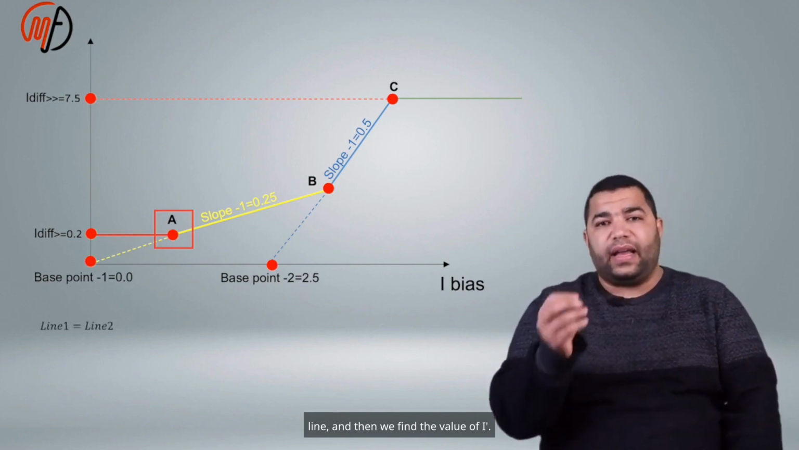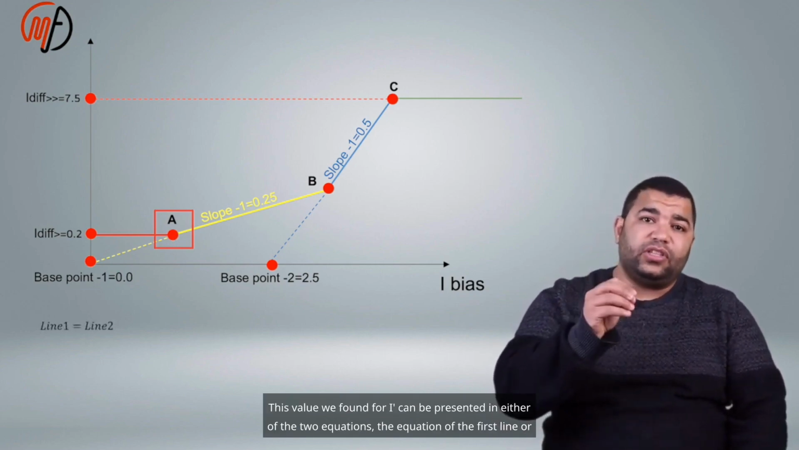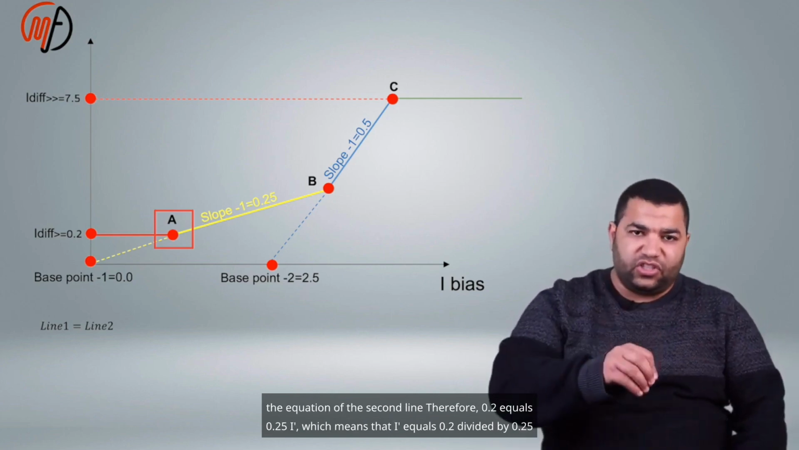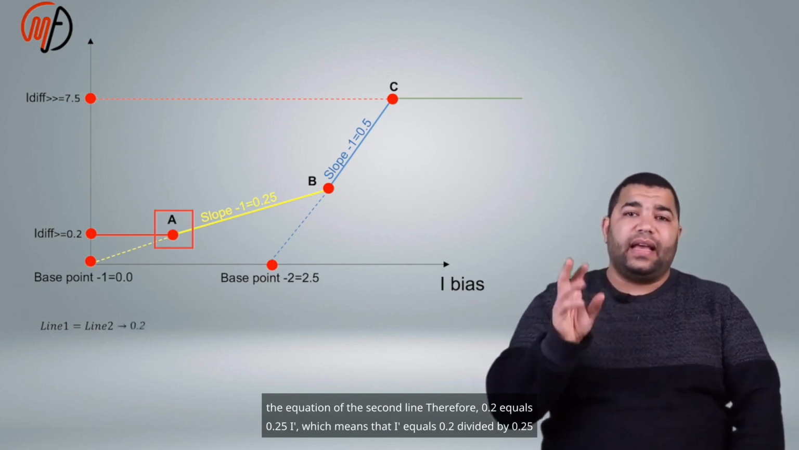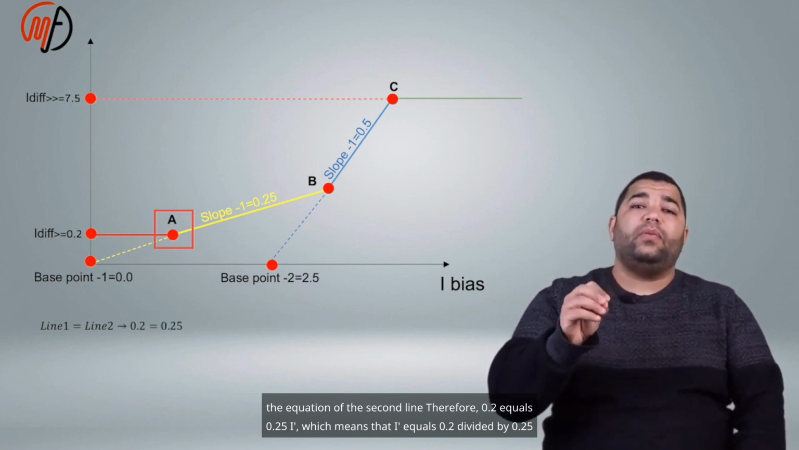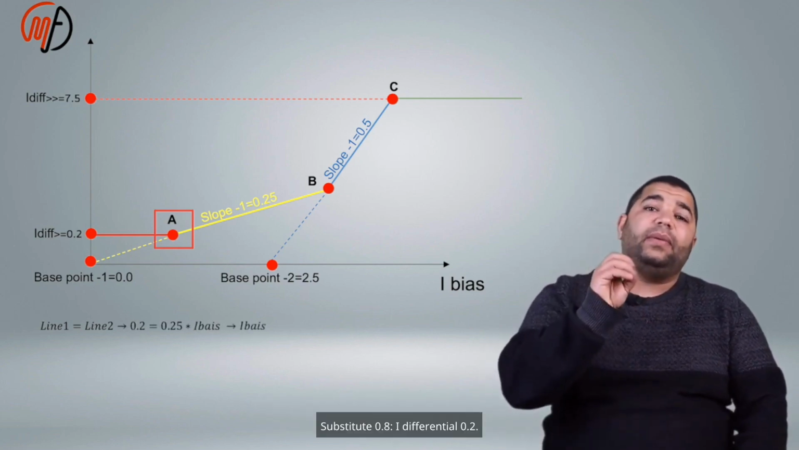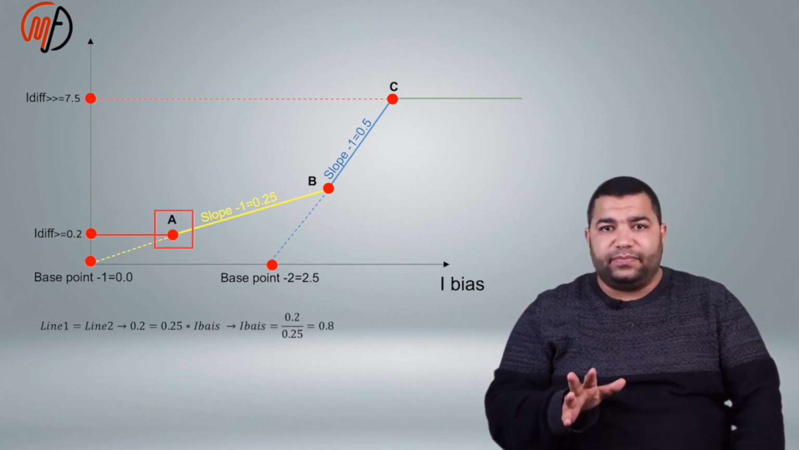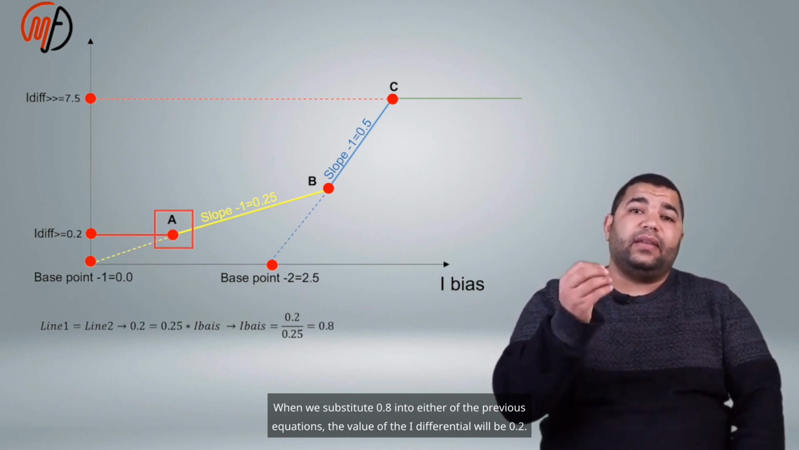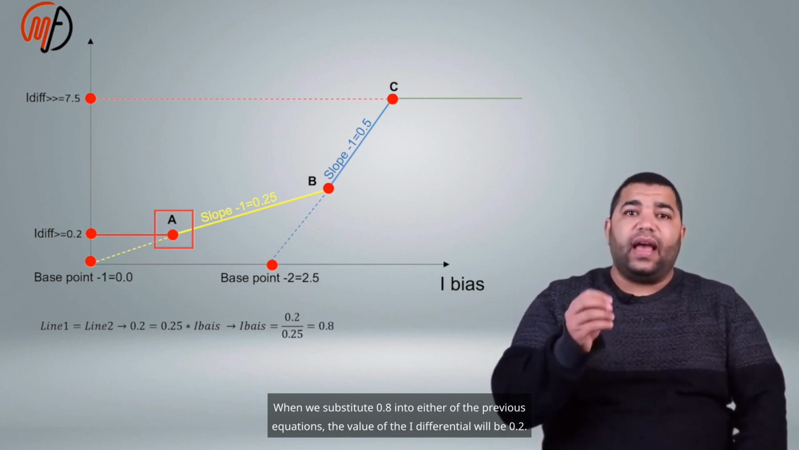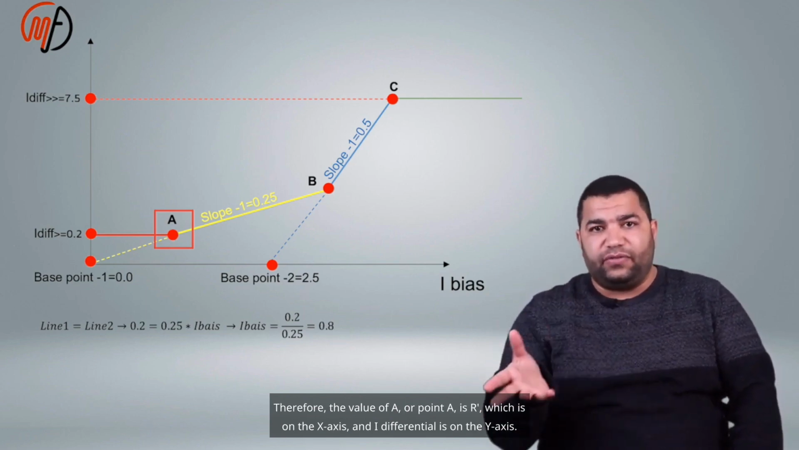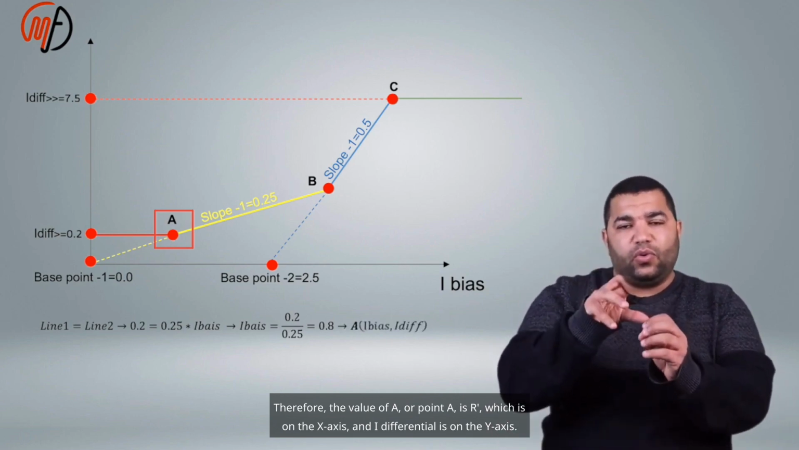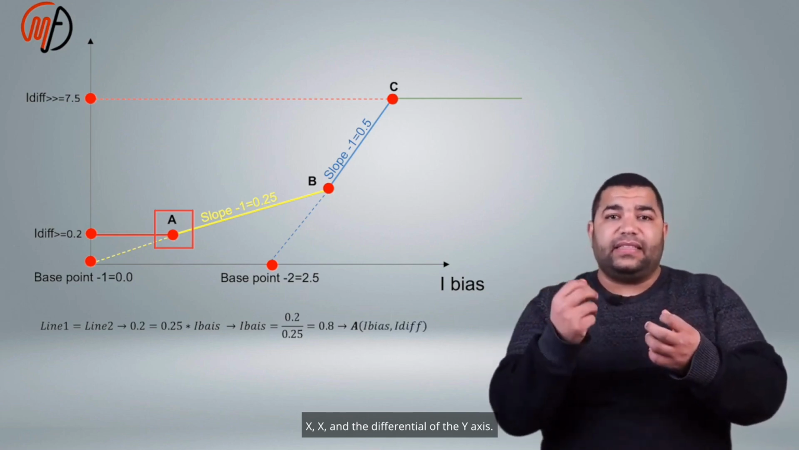This value we found for I bias can be substituted in either of the two equations, the equation of the first line or the equation of the second line. Therefore, 0.2 equals 0.25 I bias, which means that I bias equals 0.2 divided by 0.25, which equals 0.8. When we substitute 0.8 into either of the previous equations, the value of I differential will be 0.2. Therefore, point A is I bias on the x-axis and I differential on the y-axis.